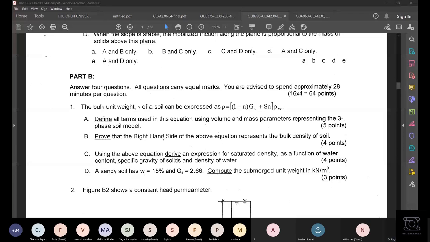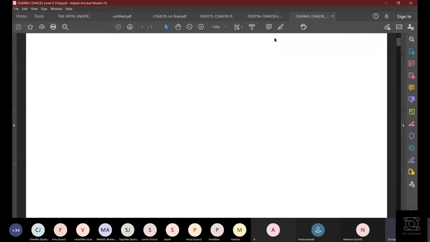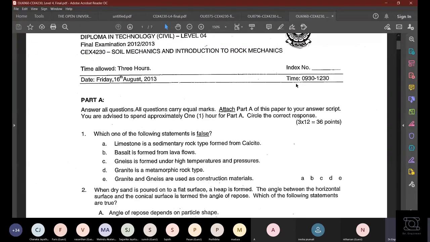So we'll quickly discuss the last paper. I'll quickly run through this, right? The 2012-13 paper. When it comes to this first question, it is about limestone and sedimentary rock and those things. One of my poor subjects, geology. So this is some sort of geology part, right? Limestone is a sedimentary rock that is formed from calcite. So that is true, right?